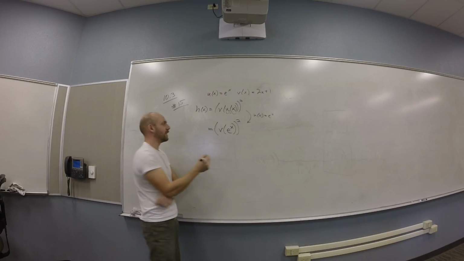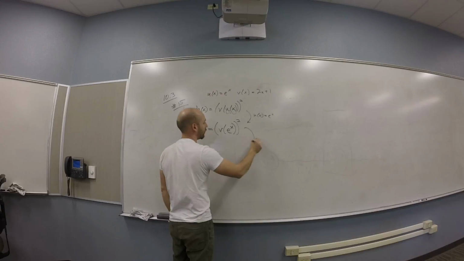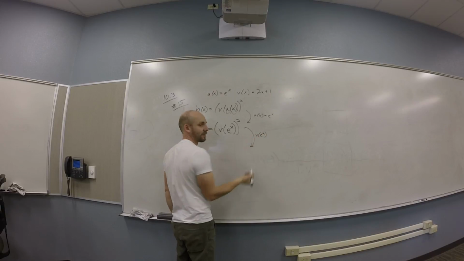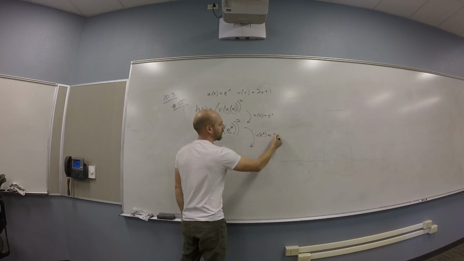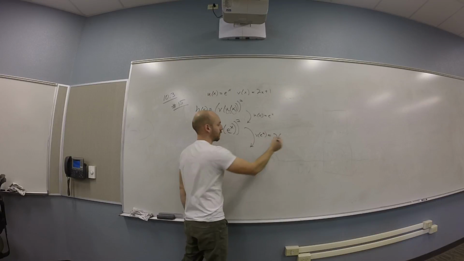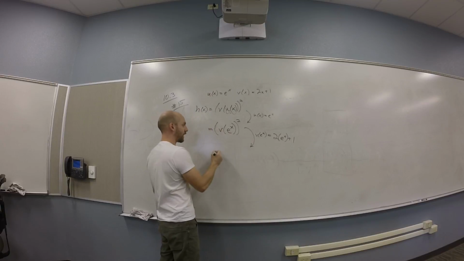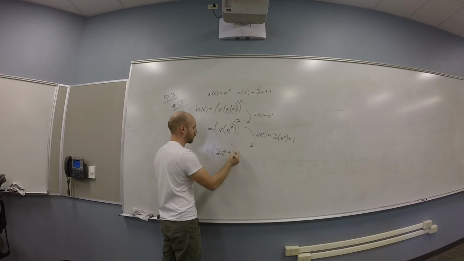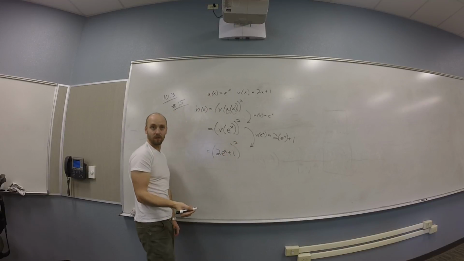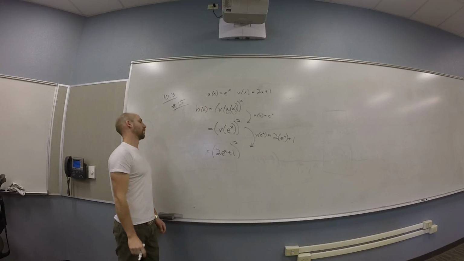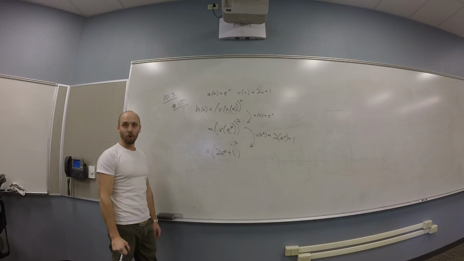So then you could do v of e to the x, which is 2 e to the x plus 1, right? Okay, so we put that in. So we get the quantity 2 e to the x plus 1 squared. We could FOIL this out, or we could be done. It really depends on what you want to use this for.